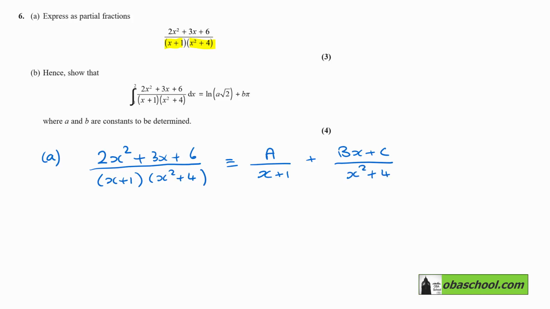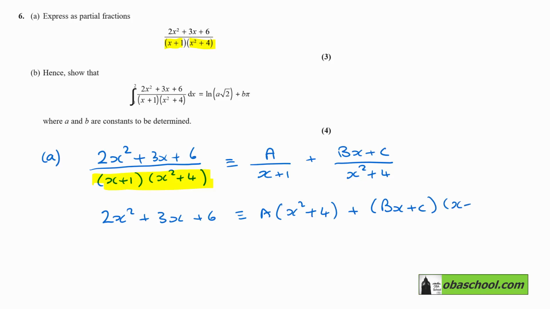Now what we want to do is clear the fractions, so we're going to multiply right the way through by this denominator, and if we do that, we get 2x squared plus 3x plus 6 is going to be the same as A(x squared plus 4) plus (Bx plus C)(x plus 1).